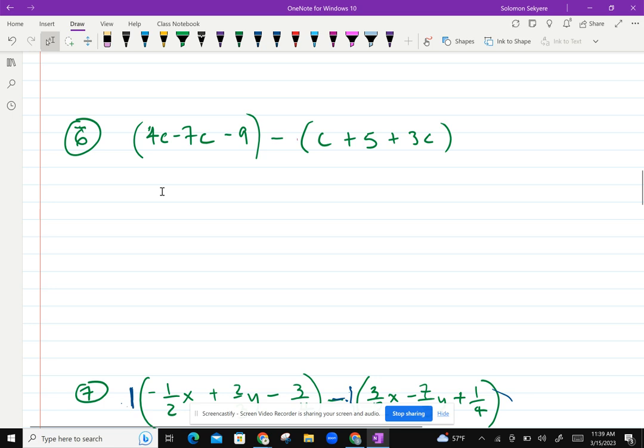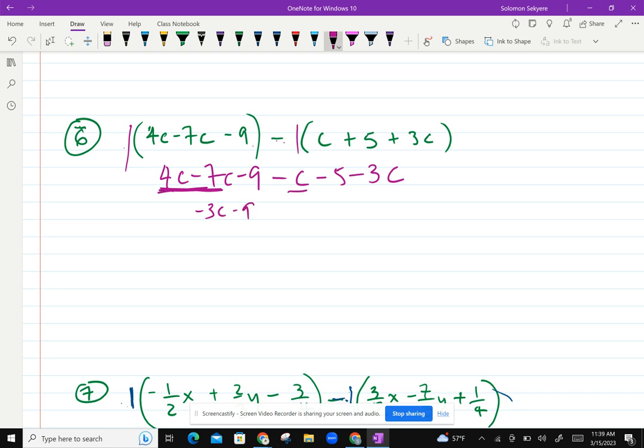Here, you don't see any number there, but there's a 1 there. Always, when you don't see any number there, put 1 there. So it's positive 1 distributing through the parentheses. You're going to get the same thing. Here is negative 1 distributing through the minus c, minus 5, minus 3c. Combine like terms, right? 4c minus 7c. Okay, it's negative 3c minus 9. Negative c minus 3c. Negative 4c minus 5. And then again, we have negative 3c, so we get negative 7c minus 14.